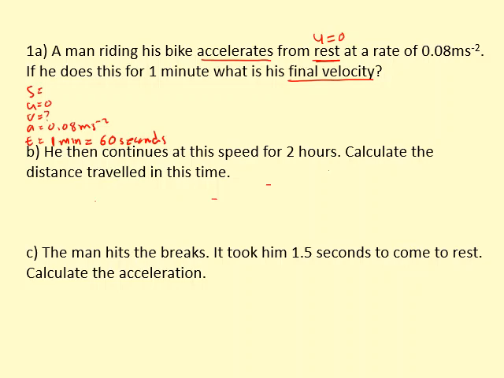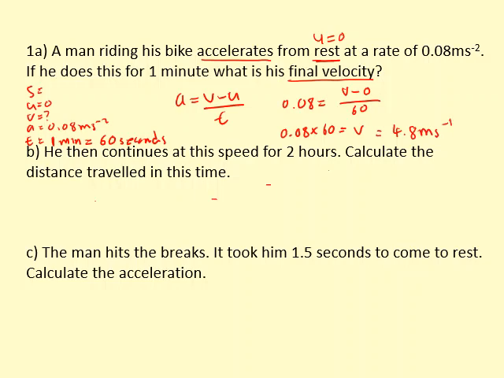So the equation we need to use is A equals V minus U over T. If we put the numbers in, you get 0.08 equals V, which we don't know, minus 0 over 60 seconds. If we rearrange it, 0.08 times 60 equals V minus 0, but minus 0 doesn't mean anything, so you can just ignore the minus 0. So this gives us 4.8 meters per second.